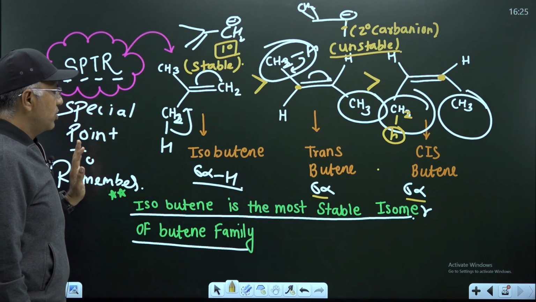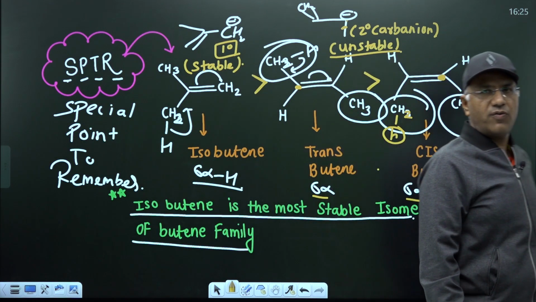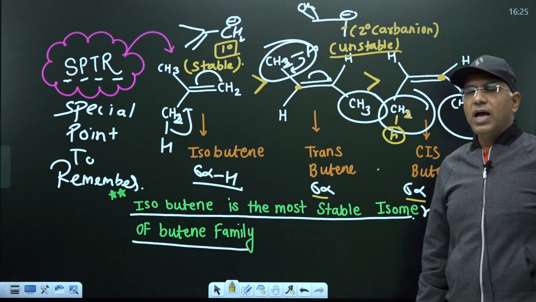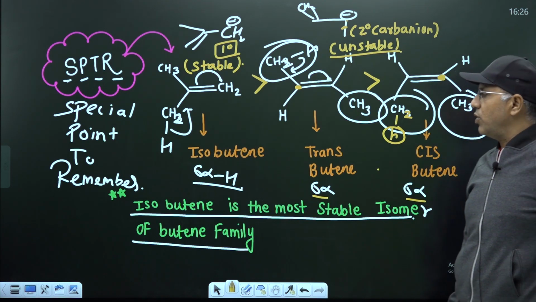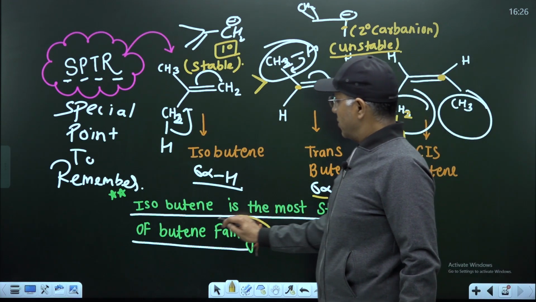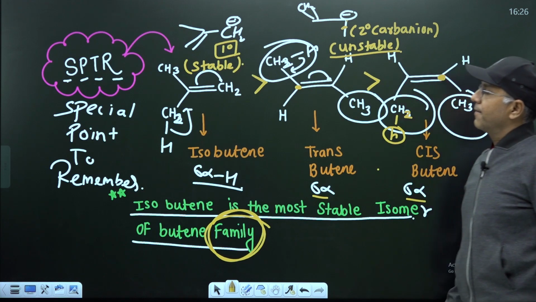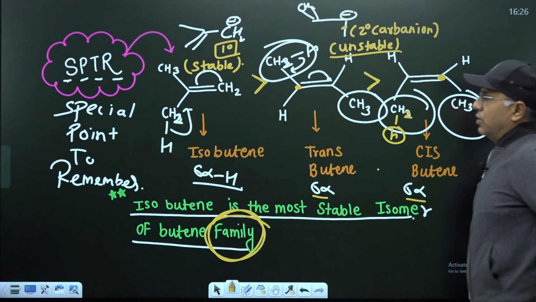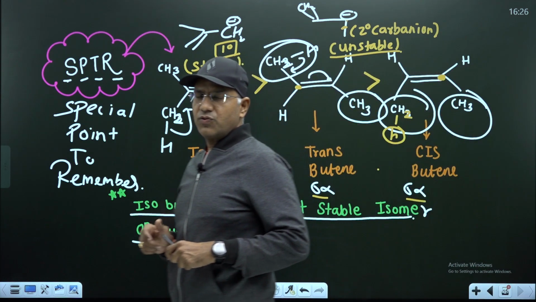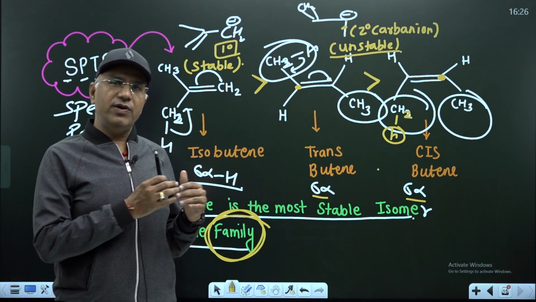Got it? So you have to remember, isobutene is the most stable isomer of butene because of stable hyperconjugating structure. Most stable member among the family of butene. Got it? Now that's all for today. Now you have to revise all this and we will do practice on it later.